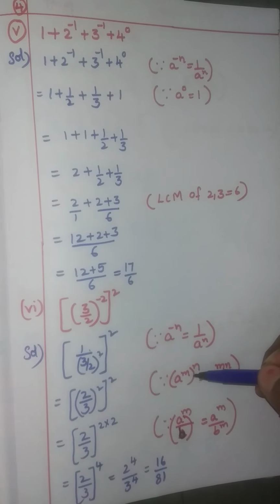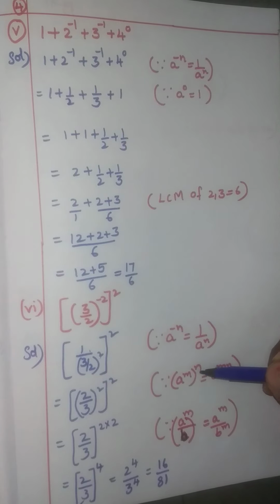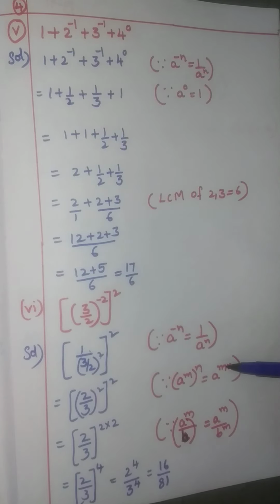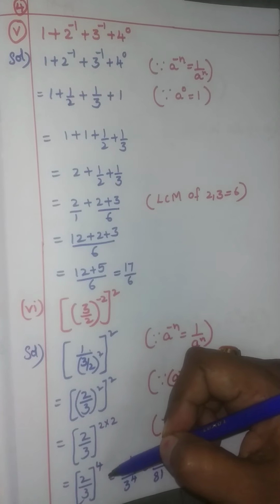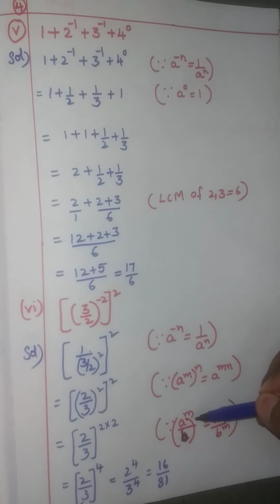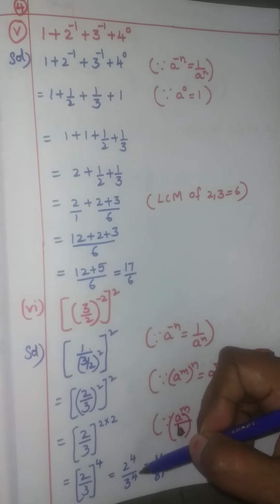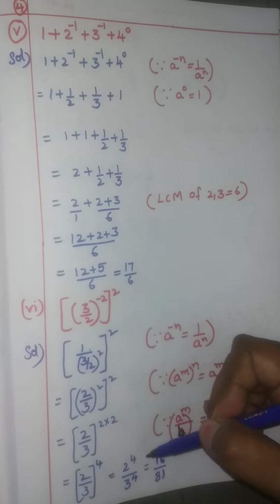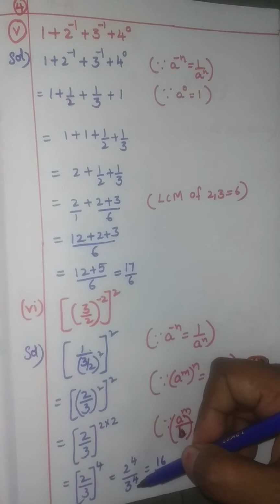See, a power of m whole power of n: if a number has a power of a power, then the two powers should be multiplied, m into n. So here 2 into 2 is 4: 2 by 3 whole power of 4. If the total fraction has the power m, the numerator and denominator will have the same power: a power of m by b power of m. So 2 by 3 whole power of 4 we can write as 2 power of 4 by 3 power of 4. 2 multiplied 4 times, what we get? 16. 3 multiplied 4 times we get 81.